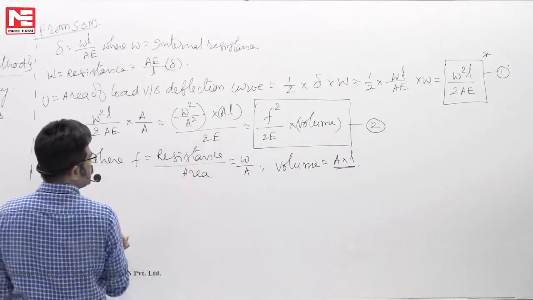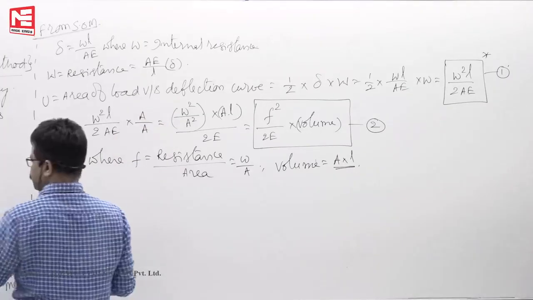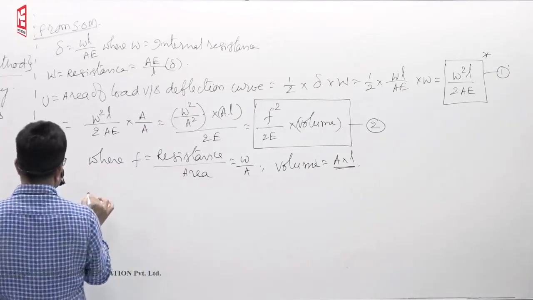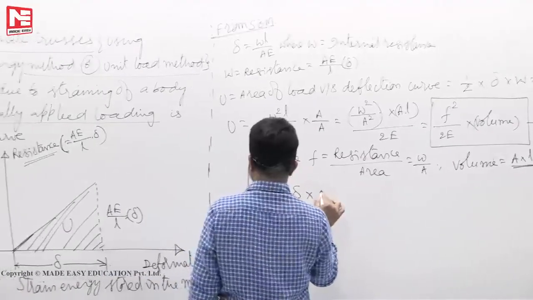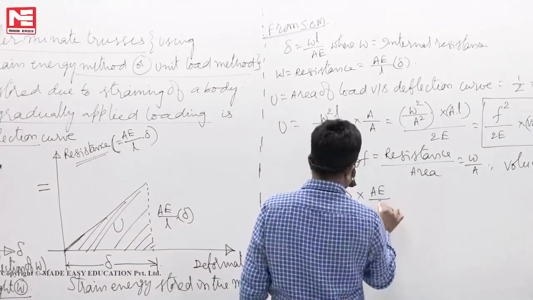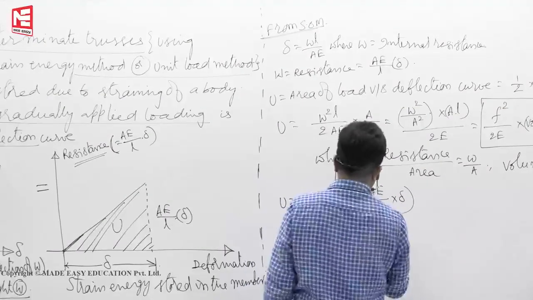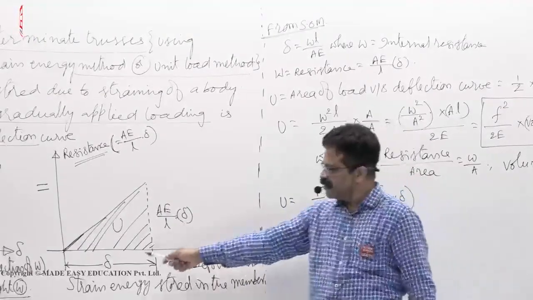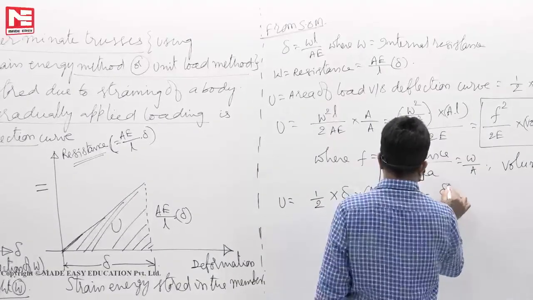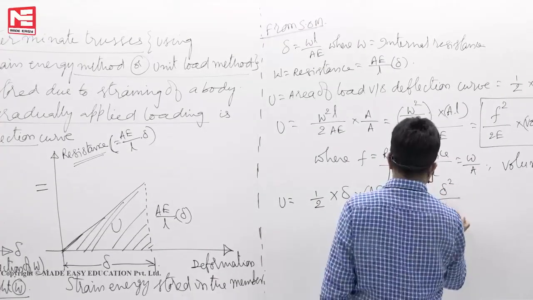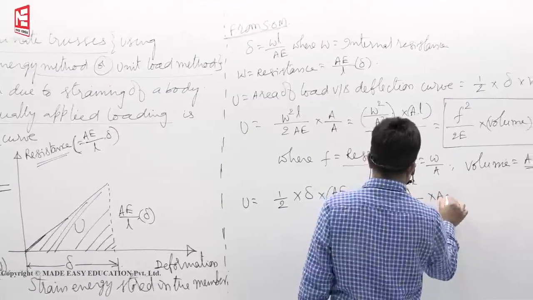The third way of writing is from the area of the strain energy curve. From the resistance versus deformation curve also you can write half into delta into resistance, AE by L into delta. This way also we can write half base into height. So you will get delta square by 2L into AE, that is AE delta square by 2L.